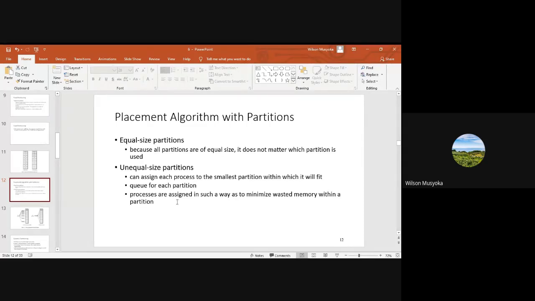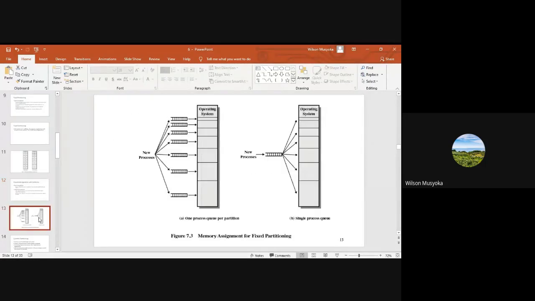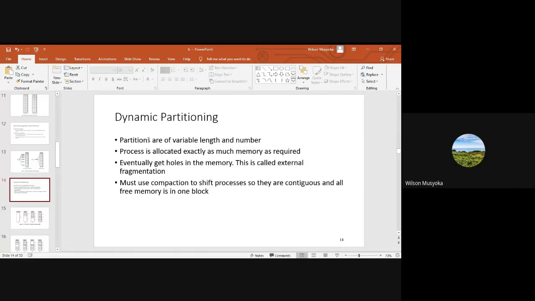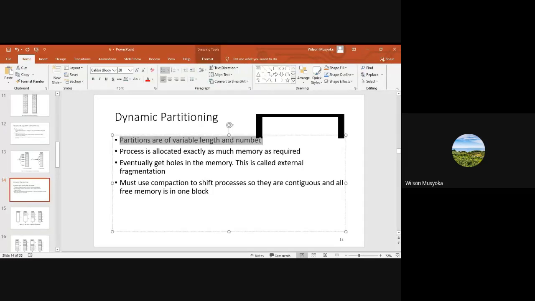So processes are assigned in such a way as to minimize wasted memory within a partition. That is a method which tries to address this problem of fixed memory partitioning, and it is shown in this diagram. But then there is what we call dynamic partitioning, which is currently being used for memories. Here partitions are of variable length or number, meaning that the size of the partition can increase depending on the requirement.